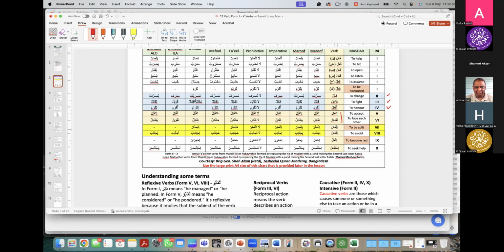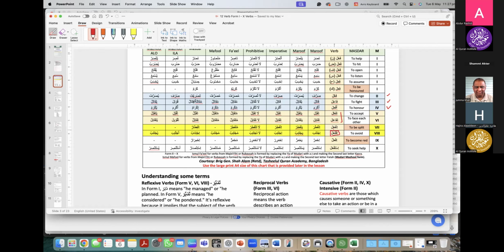kasra, that is actually a hamzatul wasl in the beginning. It is not an irregular verb. It is a regular verb. An irregular verb definition is that it has a consonant or a hamza in it. Okay, this is a regular verb. This is hamzatul wasl. Okay.